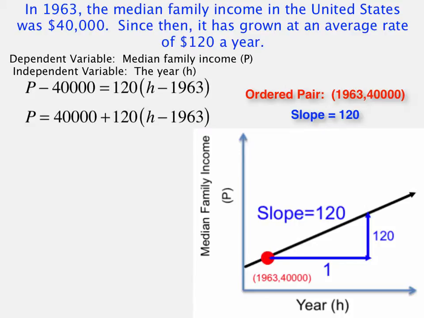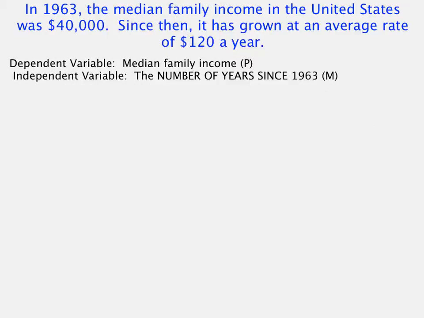Now that we've got this equation, if we are told any year, we can substitute it in for our year variable and find the median family income. Of course, if we're told the median family income, we could substitute it in for this variable, and we can solve for the year to figure out in what year that was the median family income. Of course, if we had defined a new variable, M, to be the number of years since 1963, the equation would have been a lot simpler. It would have just been P equals 40,000 plus 120M. Very similar to the simpler types of equations we came up with earlier.